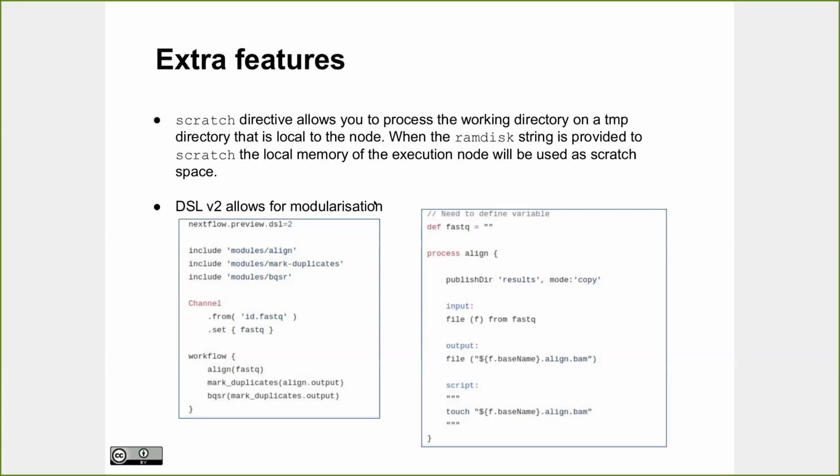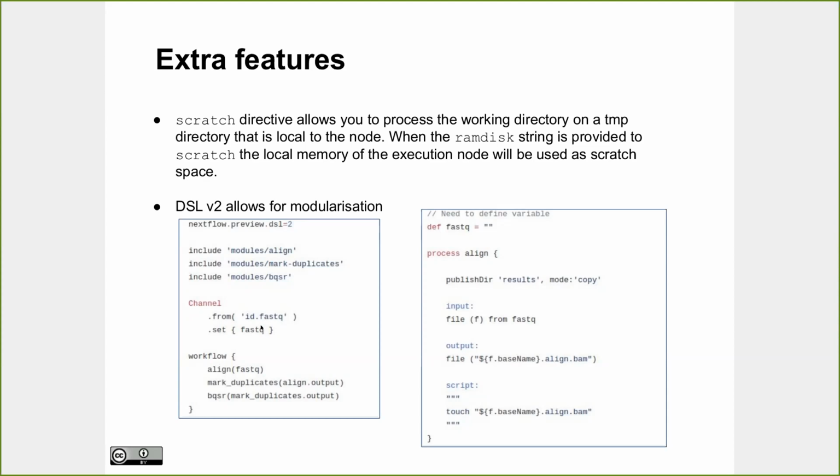In DSL2, modularization is allowed. So you can have your functions in separate Nextflow files and pull them into your main function file and pass the parameters between the two. In this case, we have a main pipeline that will do alignment, mark duplicates, and base quality score recalibration.